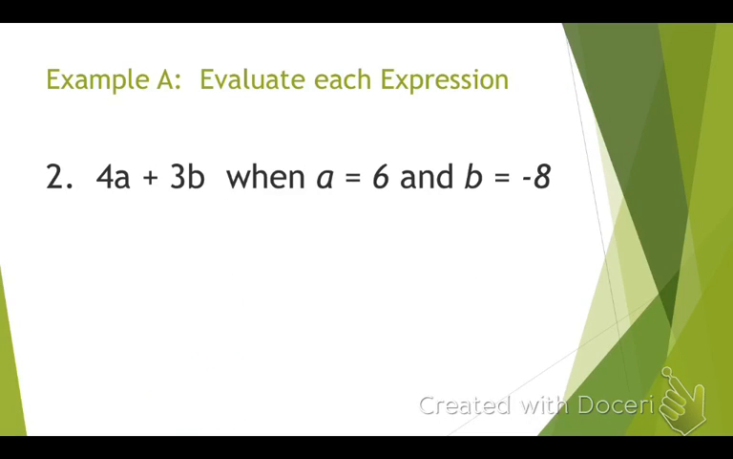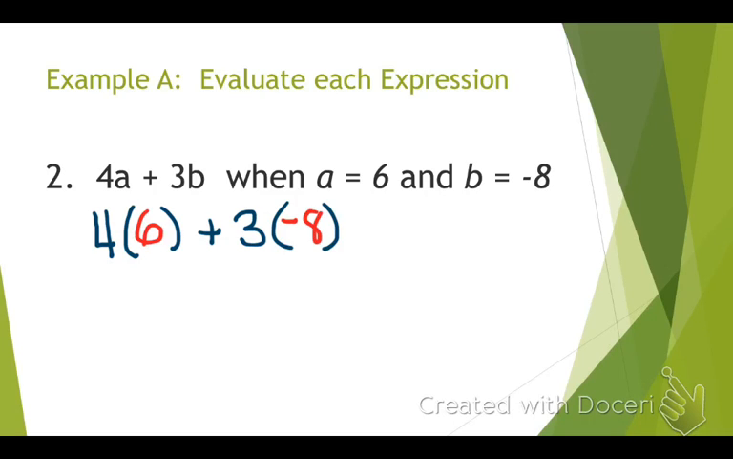In example 2, we have an algebraic expression. 4a plus 3b means 4 times a plus 3 times b. We now know that 4 and 3 are both coefficients. So we are going to use the substitution property, which states you can take out the a and in place of it put what is equivalent to a and do the same for b. So since a is 6, I'm putting that in the first set of parentheses and negative 8 in the second.